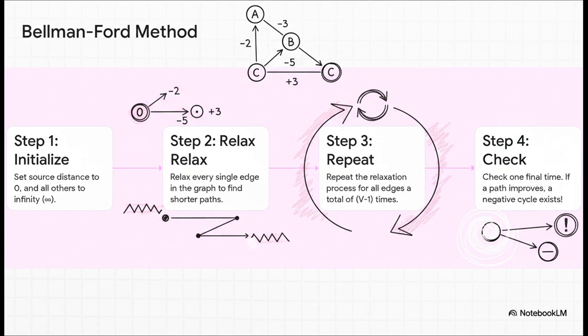Step 2 is the core loop. This is that relaxation phase I mentioned. The algorithm goes through every single connection on the map one by one and checks if it offers a better shortcut. Then step 3, repeat. It doesn't just do this once, oh no. It repeats that entire process over and over again, specifically one less time than the total number of points on the graph. We'll get to why in just a sec. And finally, the all-important safety check. After all that, it does one last pass. If any path still gets shorter on this final check, the algorithm raises a big red flag. It knows it's found one of those dangerous negative cycles.